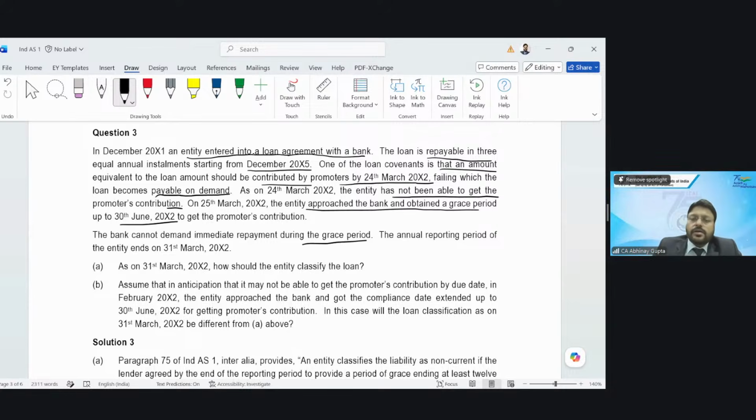By virtue of allowing the grace period. The annual reporting period for the entity ends 31st March 2002. Now, as on 31st March 2002, how will you be classifying this loan? What is your answer?